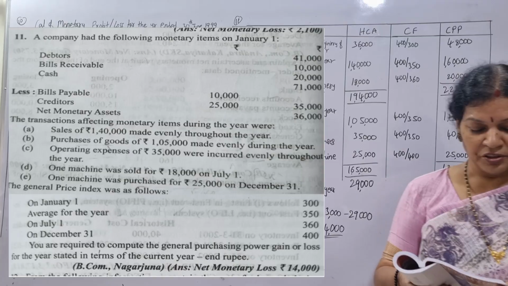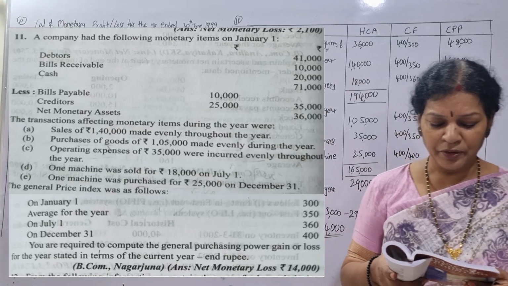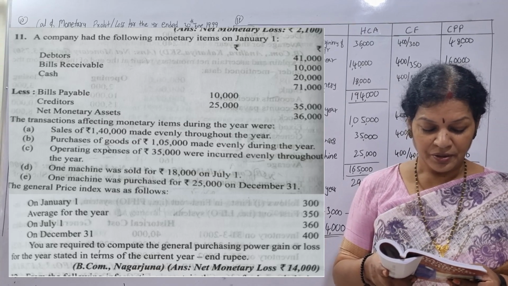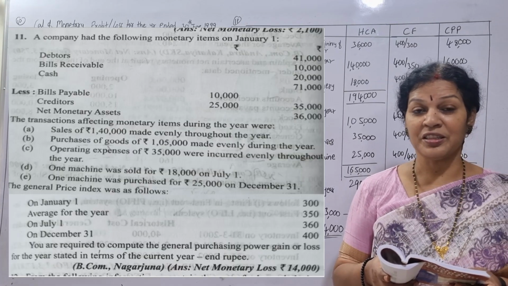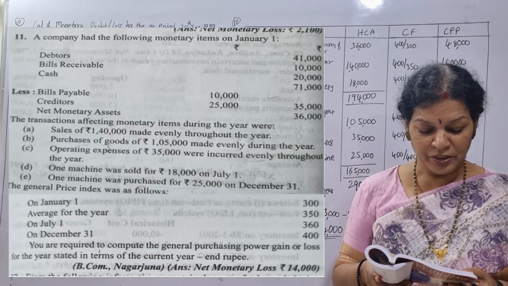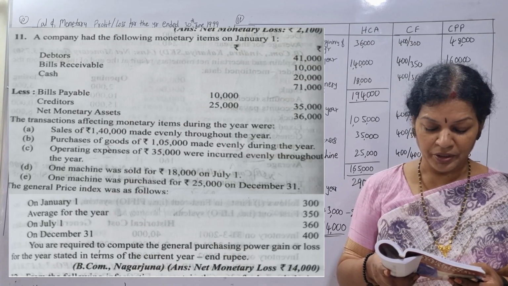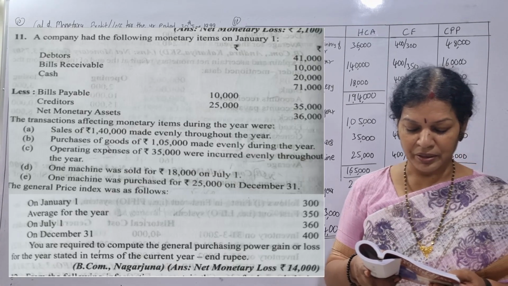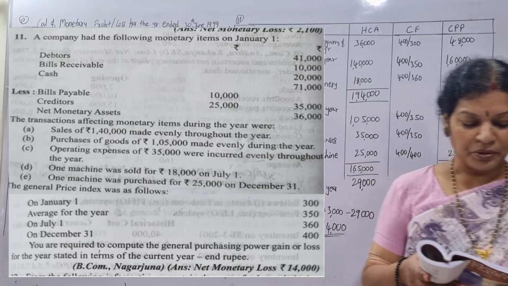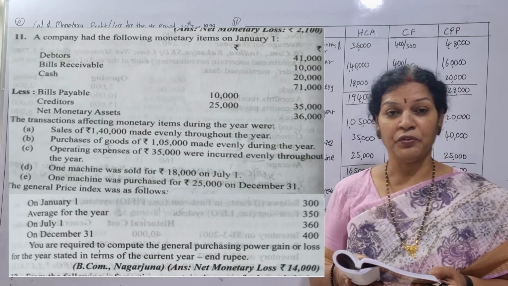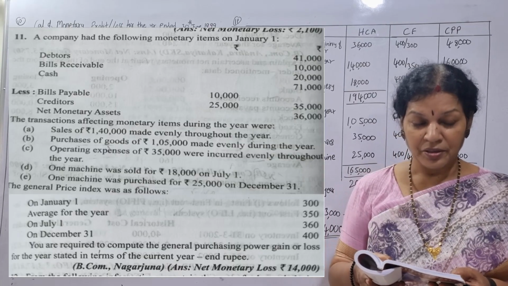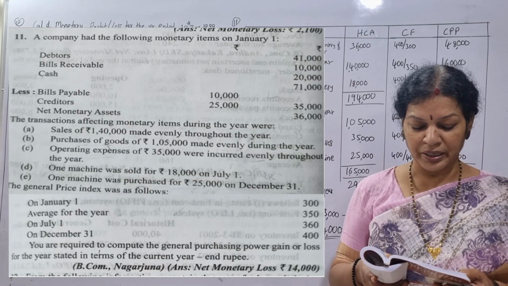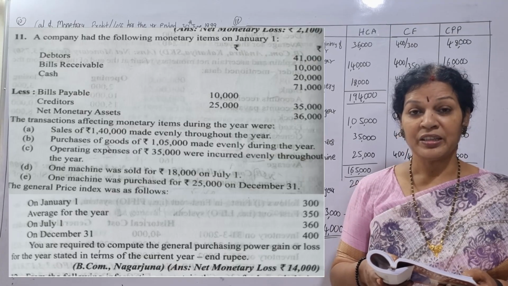Trivedi, Pankaj Publications. A company had the following monetary items on January 1st: debtors, bills receivable, cash. These three are current assets. And the bills payable, creditors, and net monetary assets. Assets total 71,000: 41,000, 10,000, 20,000. From that 71,000, if you deduct current liabilities, bills payable and creditors, that is 10,000 and 25,000, you are getting net monetary assets of 35,000.